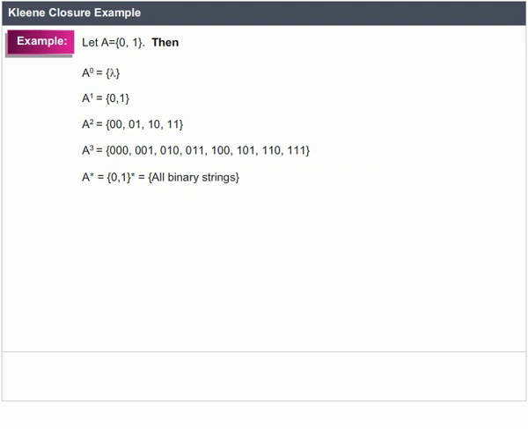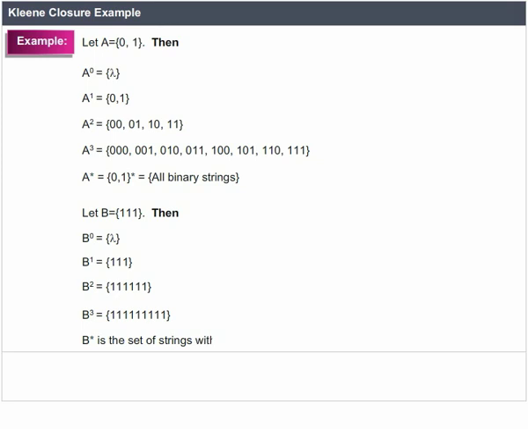Let B equal {111}. Then B power 0 equals lambda. B power 1 equals 111. B squared equals 111111. B cubed equals 111111111. B star is the set of strings with 3n ones for every n greater than or equal to 0.